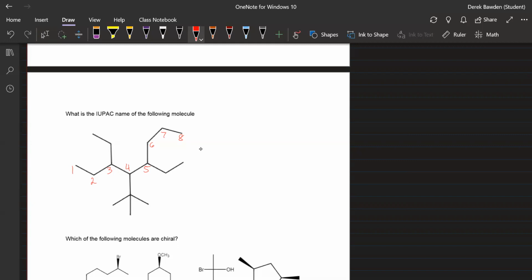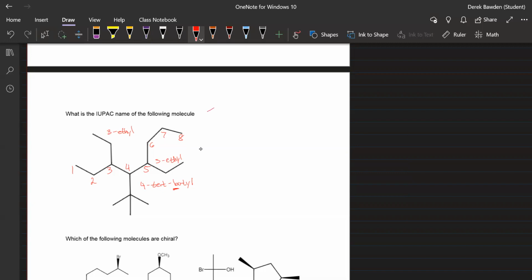So that's our longest chain. We have a 3-ethyl, a 4-tert-butyl, and a 5-ethyl. Which one comes first alphabetically, tert-butyl or ethyl? Tert-butyl. Why is it tert-butyl? Because of the B. Perfect. So our B is our key here. We alphabetize according to the B in our tert-butyl. You should remember tert-butyl and sec-butyl as your exceptions.